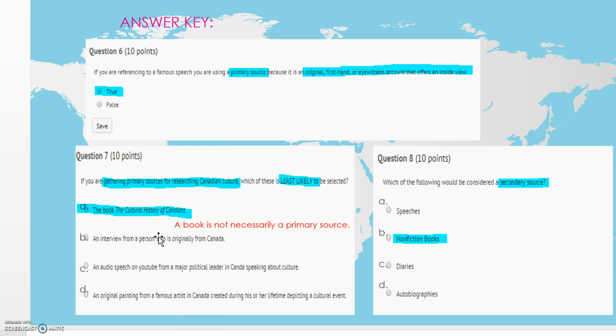Or, for example, if you did all of these things and then you wrote this down in a paper and turned it in, your paper then becomes a secondary source, even though you used primary sources in it. Okay?